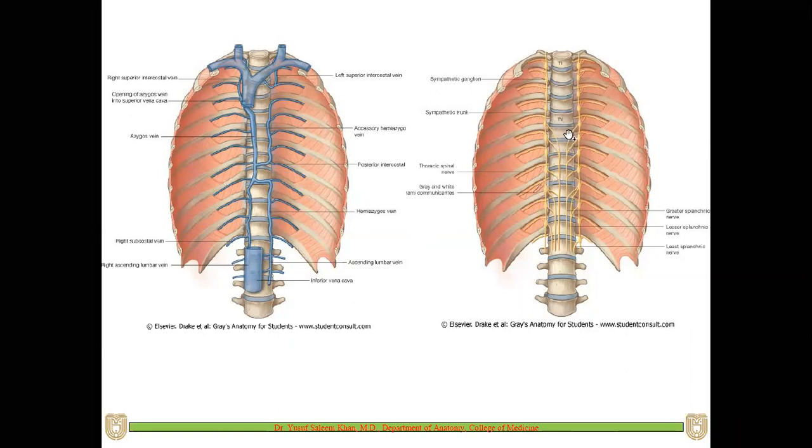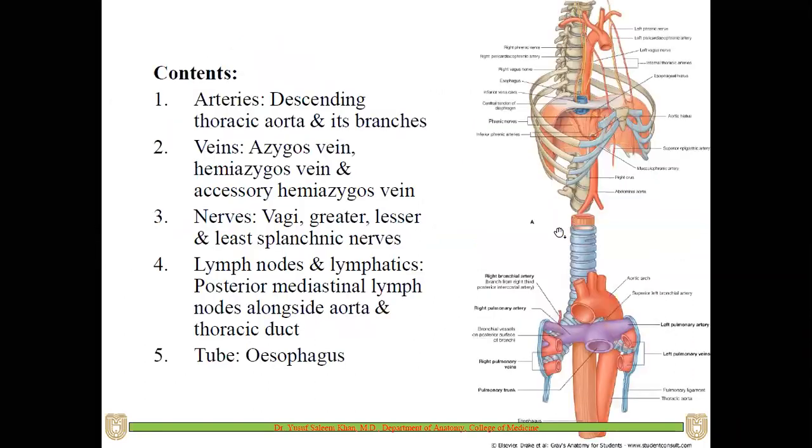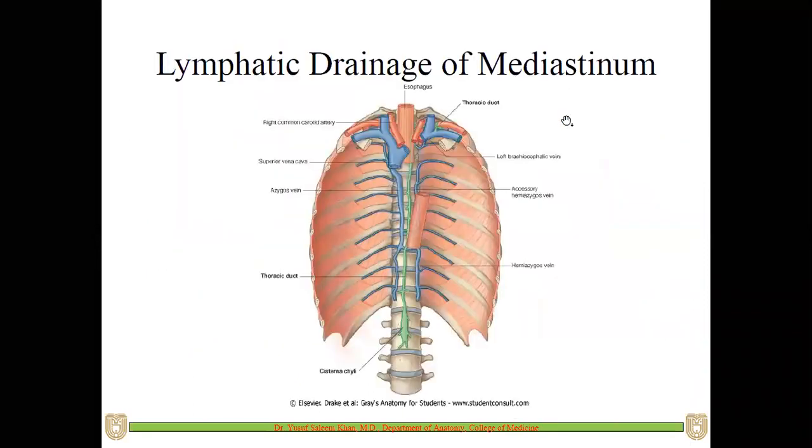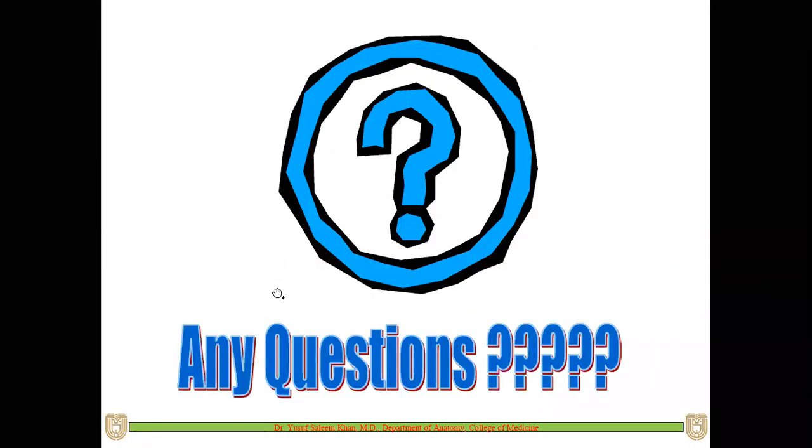Then you can also see the nerves here. These are the sympathetic chains on either side. Then the greater, lesser, and least splanchnic nerves, which are mentioned here. The vagus nerve you have already seen on either side. Then you can see the thoracic duct going all the way. It begins from the cisterna chyli in the abdomen, enters the thoracic region and opens on the left side. So all these are the contents of the posterior mediastinum.